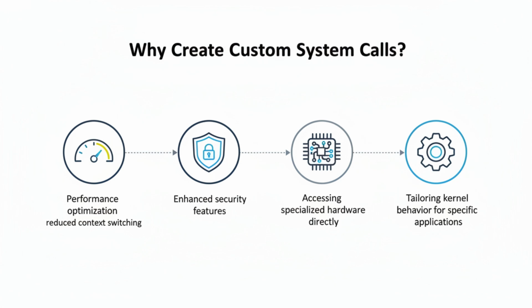Custom system calls can enforce strict security policies, ensuring that only trusted kernel code handles sensitive operations. They also enable kernel-level optimizations, reducing context switching overhead compared to inter-process communication mechanisms. This level of control is invaluable for high-performance computing, embedded systems, and security-hardened environments.